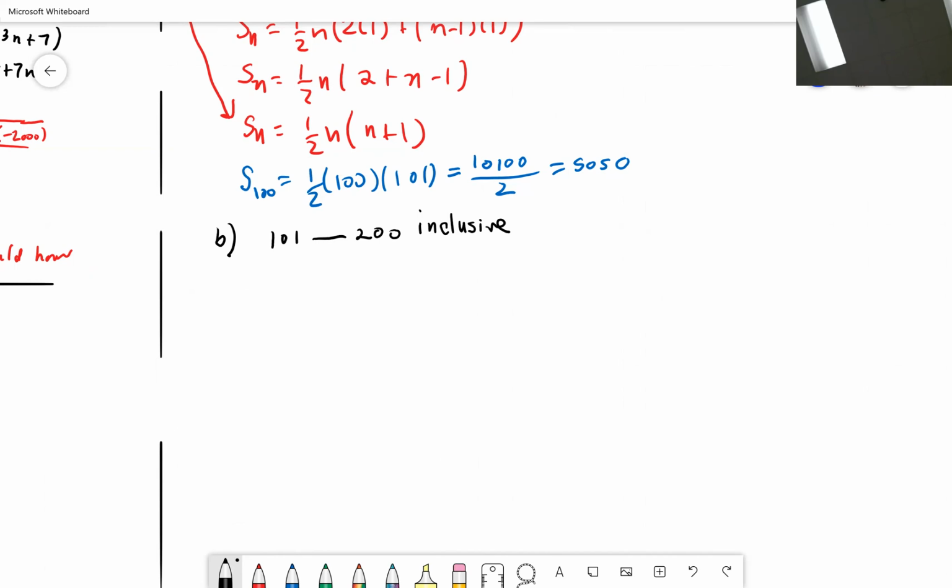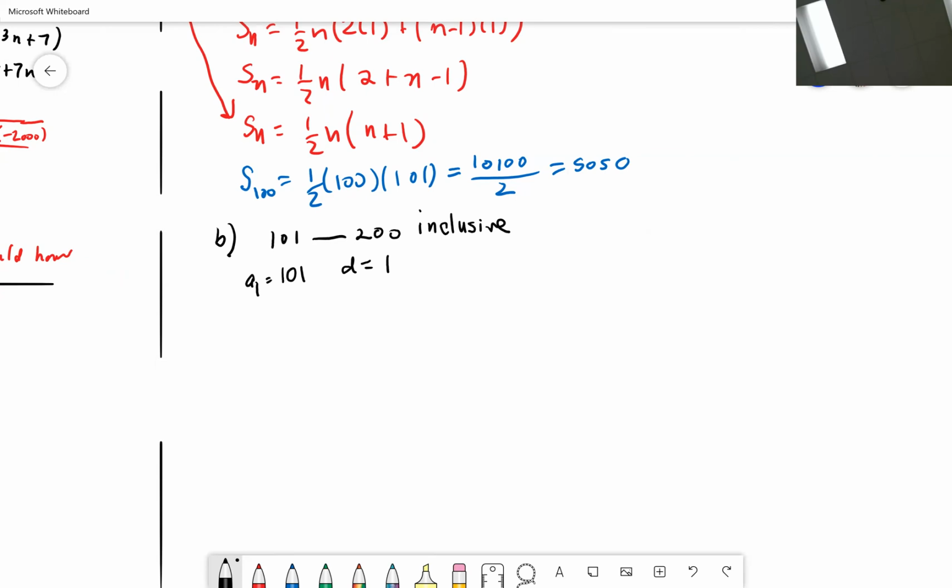Now, there's a few ways of doing this. The first term here, a sub 1, will be what? 101. Now, the common difference here would be what? It'd be still 1, right?